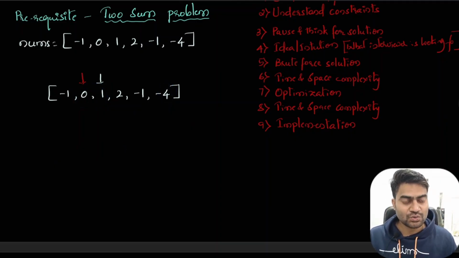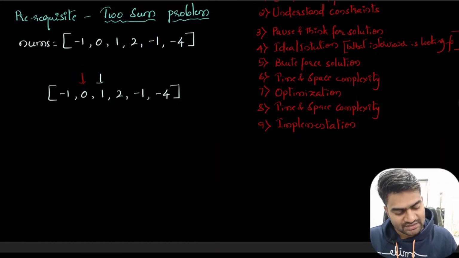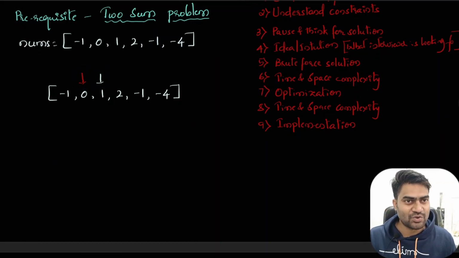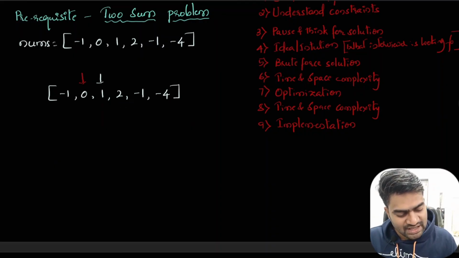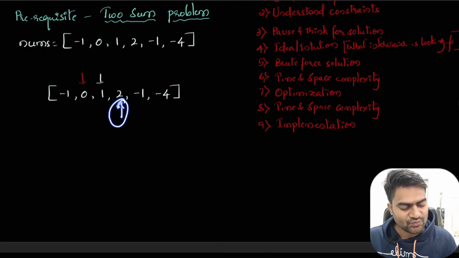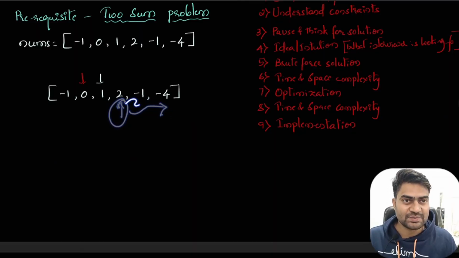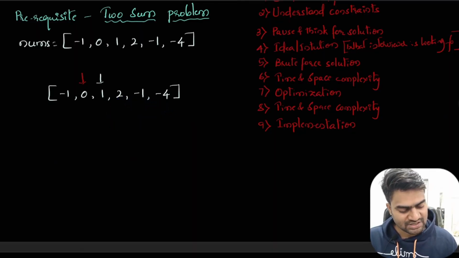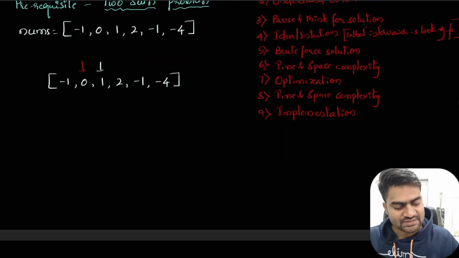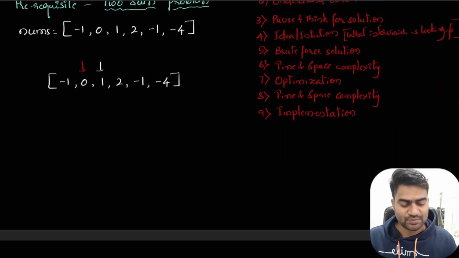So if I want to do that, basically I need this first pointer. Then I need this second pointer which points to second number. Then I need one more pointer which points to the remaining elements, which is basically our third number. So what I'm trying to say is basically we need 3 for loops here.